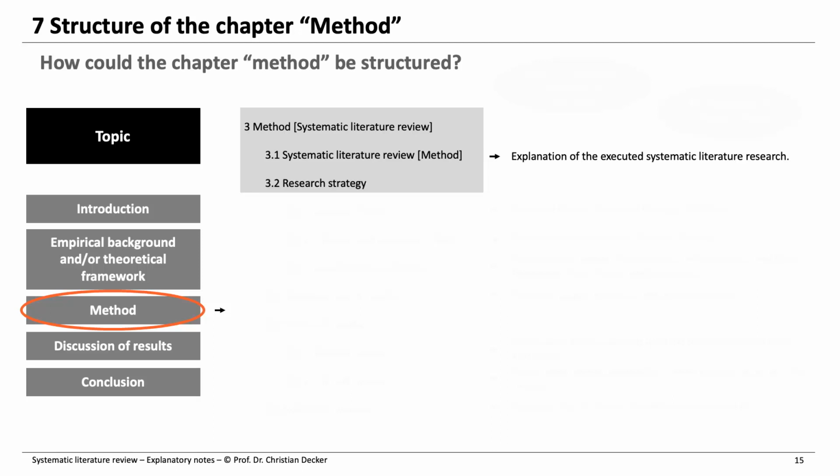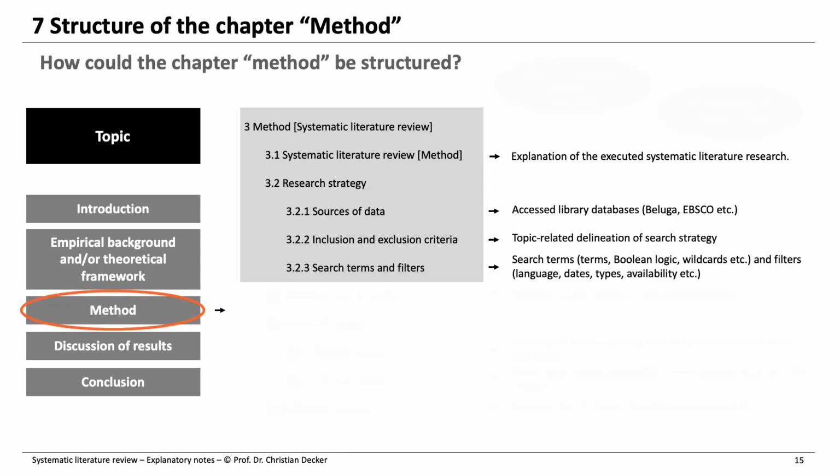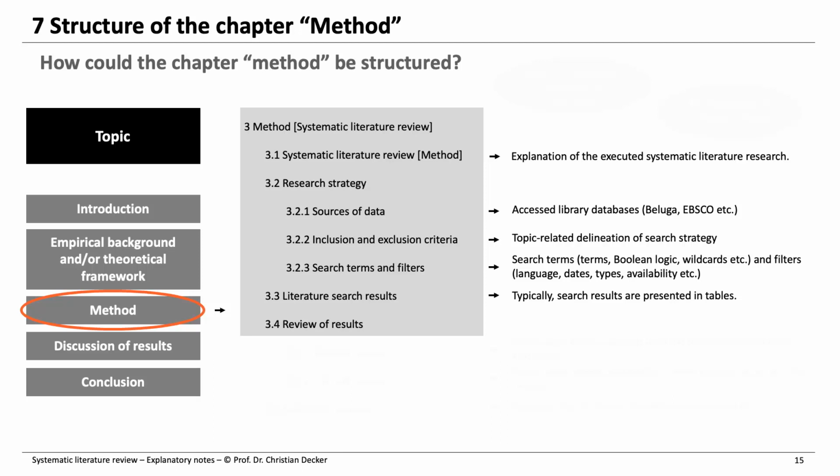A subchapter, Sources of Data, could list the accessed library databases. A subchapter, Inclusion and Exclusion Criteria, could describe the topic-related delineation of the search strategy. A subchapter, Search Terms and Filters, is used to present search terms and filters. Typically, the literature search results are presented in tables. The review of results is used in order to delineate the review process.